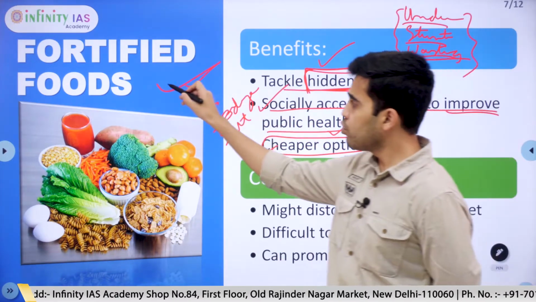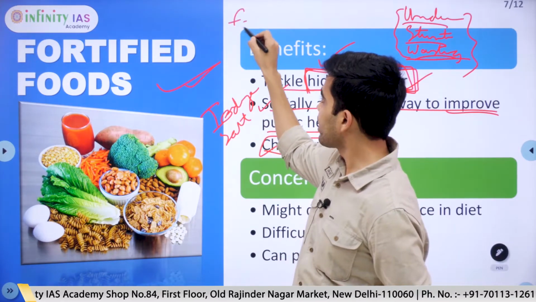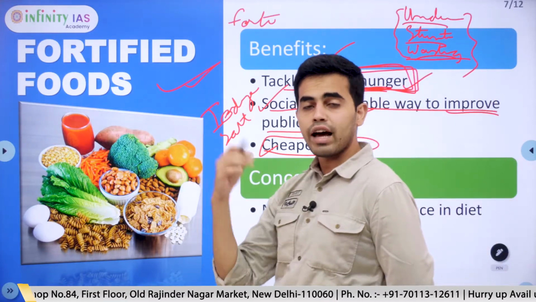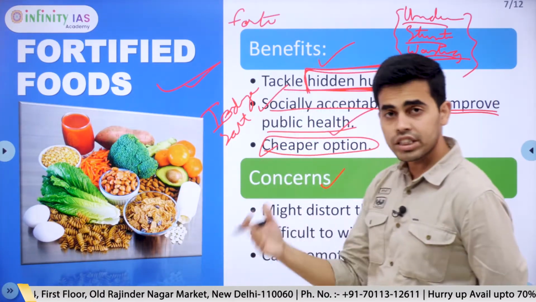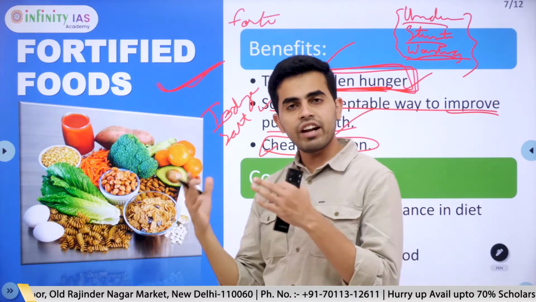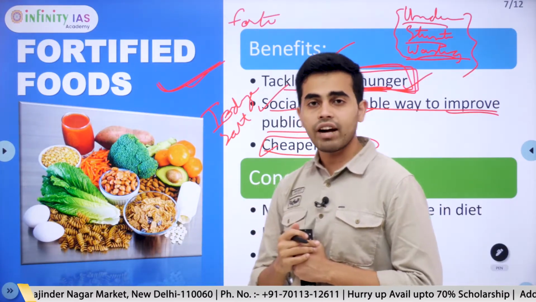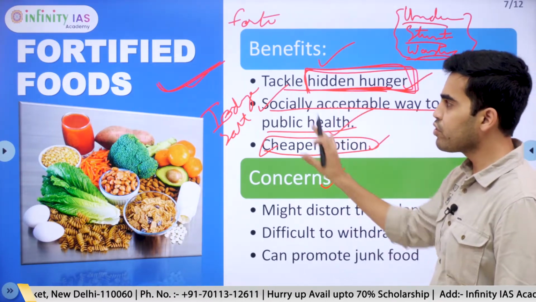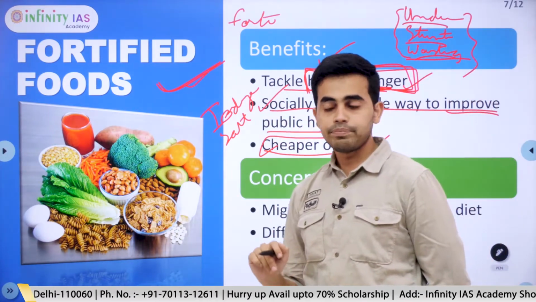The same is true for even fortified rice. If the patient has to buy iron and folic tablets, it will be costlier than just giving fortified rice, which will already have iron. So this is a cheaper option. So these are some of the benefits of fortified foods.